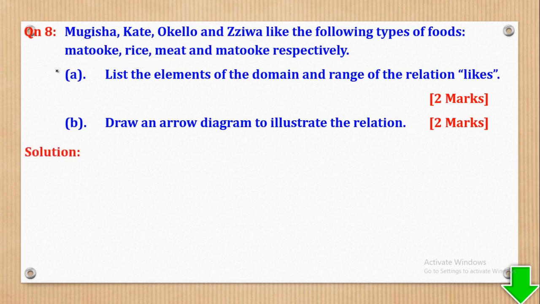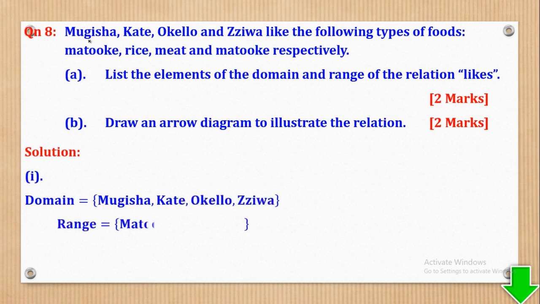So you come here and say that the domain will be Mogisha, Kate, Okelo, and Zwa. What about the range? It will be matoke, rice, and meat. I think we realize that matoke appears twice, but here we write it once. If a value appears more than once in the range, you only write a single value, you don't repeat values. So that was part A.